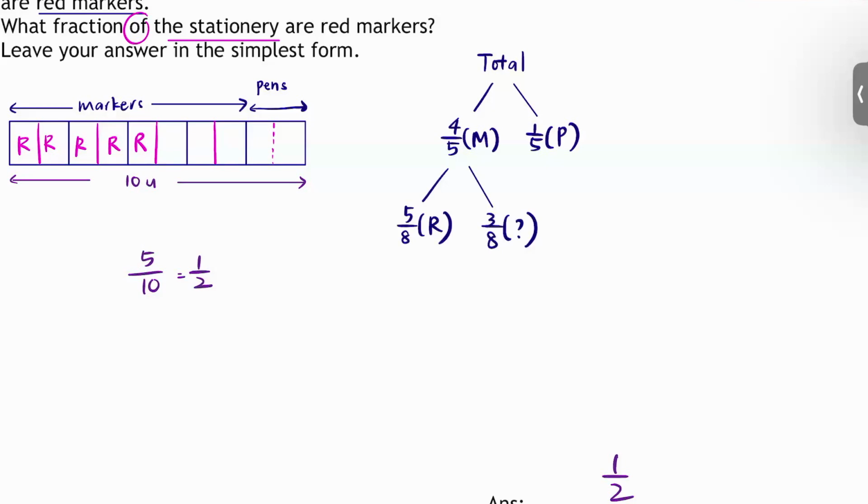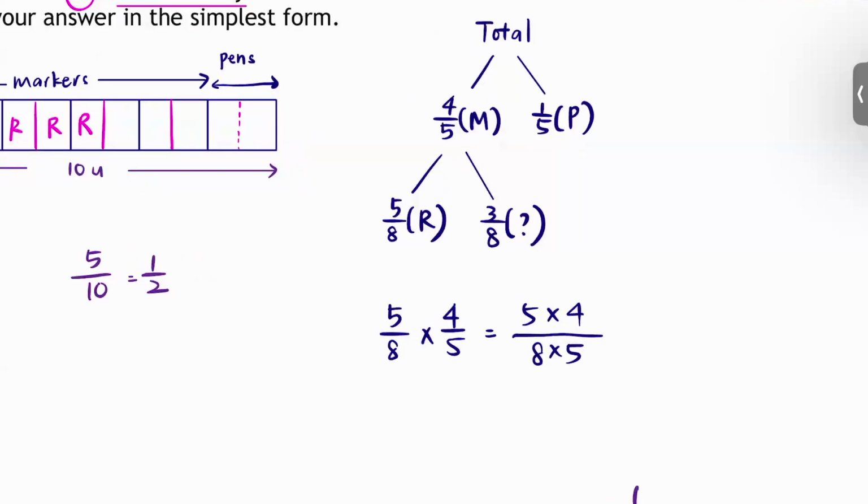So what fraction of the stationery are red markers? That means 5/8 of the 4/5 are red. So I need to take 5/8 of 4/5, which is the same as multiplication. How do we multiply fractions? We can either do this, or we can simplify, and we see that 5 out of 5 can be simplified to 1 out of 1. And 4 and 8 can be simplified to 1 over 2. So we get 1 multiplied by 1 over 2 multiplied by 1 to get 1 over 2 as my final answer.